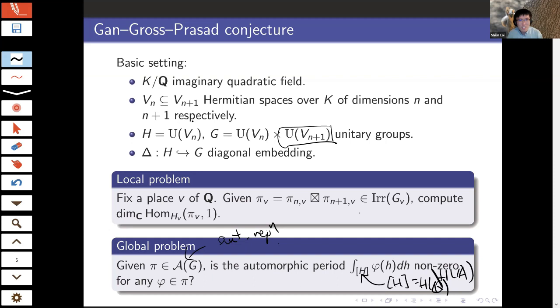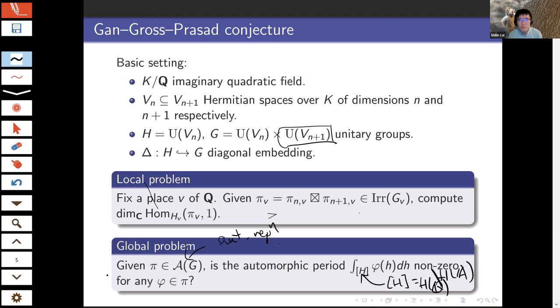Yes, so the local problem and the global problem can also be asked in the more general study of the relative Langlands program. That's all I'm going to say about that. So there is a general framework for this. But the nice thing about our setting with two unitary groups is we have answers to both the local problem and the global problem.